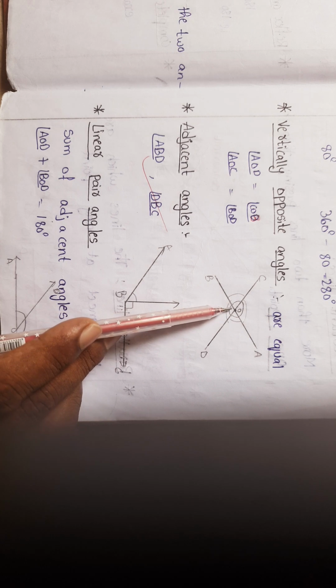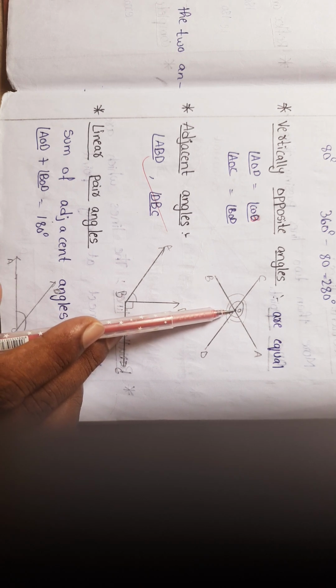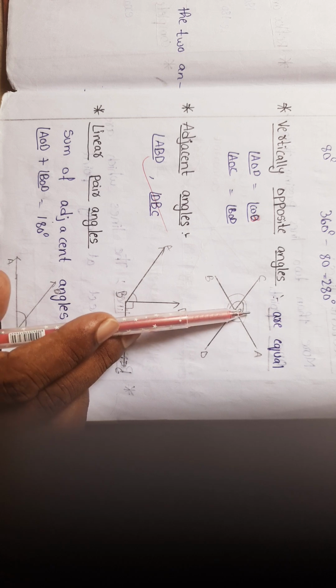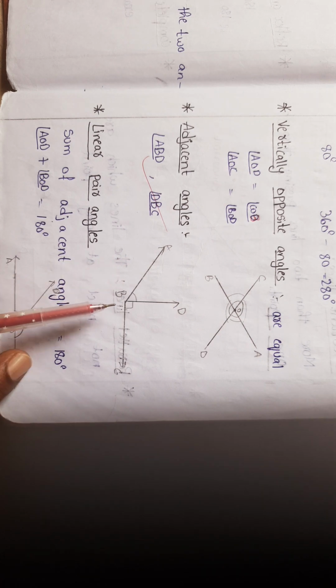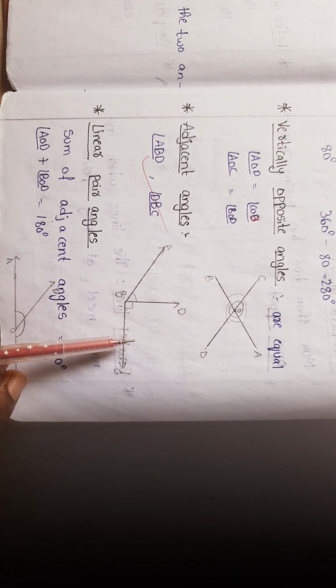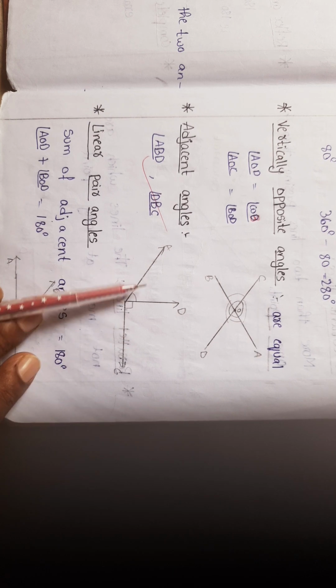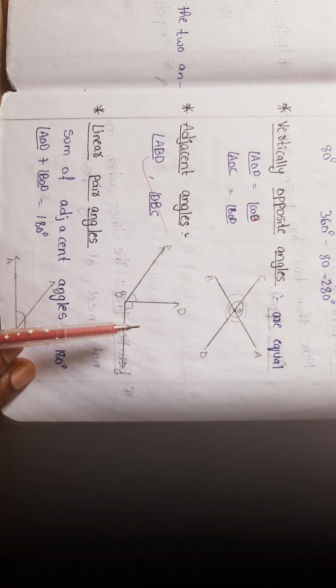Vertically opposite angle means why? Because it is a vertex. O is a vertex. Vertex, you know, is the meeting point. So opposite angles, these are equal. Next, adjacent angles. According to the English language, adjacent means side by side. So side by side angles are called adjacent angles.